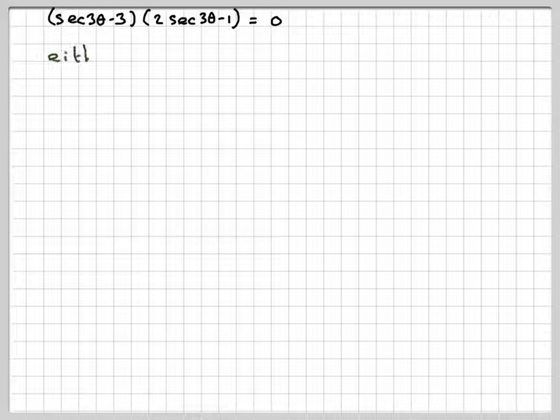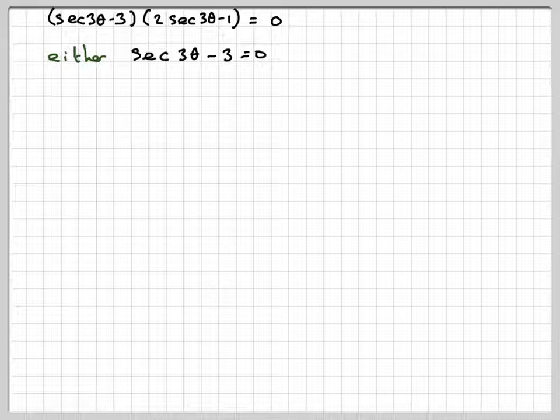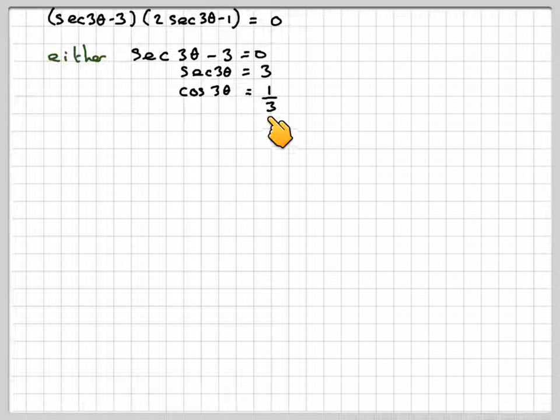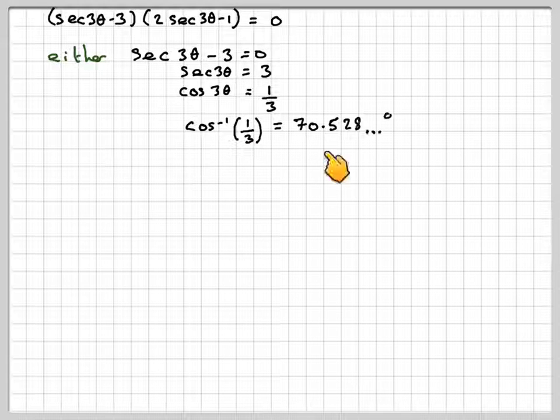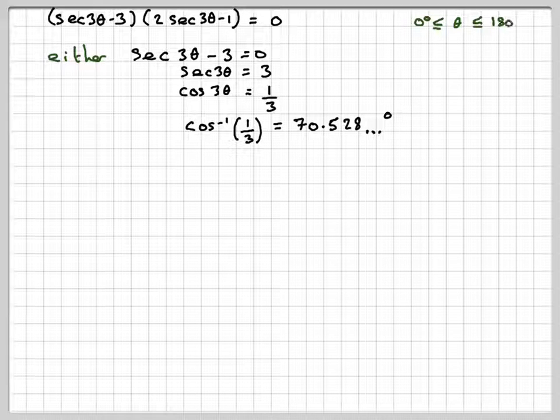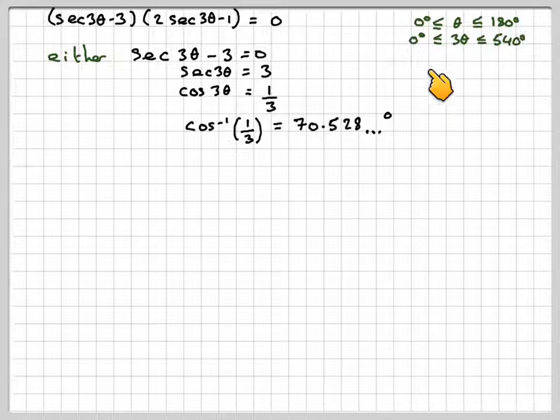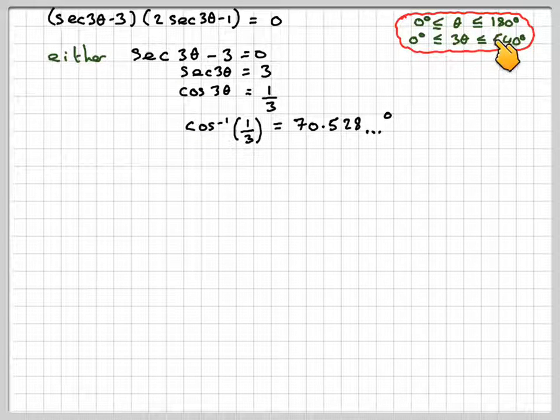Right, so either sec 3 theta minus 3 is equal to 0. That means that sec 3 theta is equal to 3, and that cos 3 theta is 1 over 3. And then if we did cos to the minus 1 of 1/3, we're going to get 70.528. If we remember, we're solving for theta between 0 and 180, and therefore for 3 theta we need to look for angles between 0 and 3 times 180, which is 540.